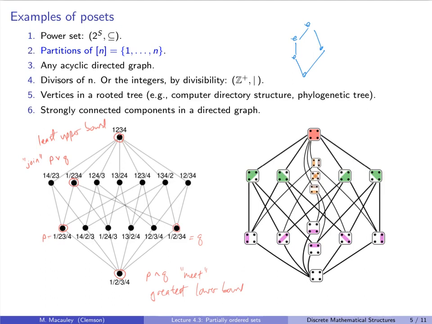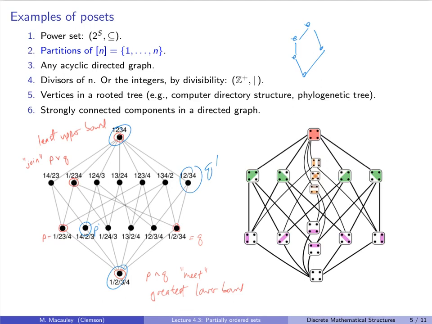Let's do another one just for practice. So let me call this P prime, and let me call this Q prime. So P prime is 1, 4, 2, and 3, and Q prime is 1, 2, 3, 4. So the join of P and Q has to be up here, the maximum element, and the meet has to be down here, the minimum element.